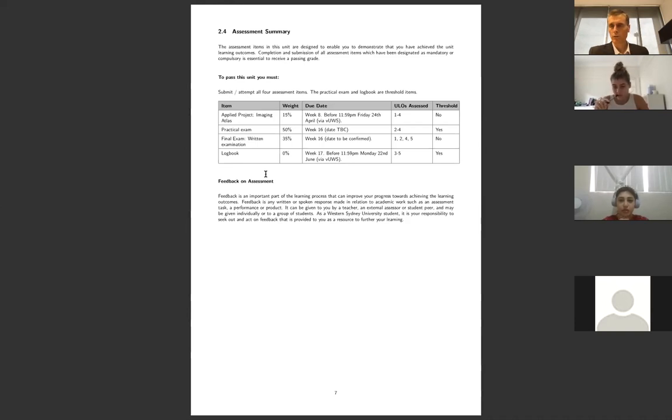Both of them are what's called threshold. So to pass a unit, you need to pass threshold exams. Potentially you can get, say, 55 out of 100 and still not pass a unit, if that makes sense, because you may have failed a threshold exam. Hopefully that won't happen, but I'm just trying to highlight what a threshold exam means.